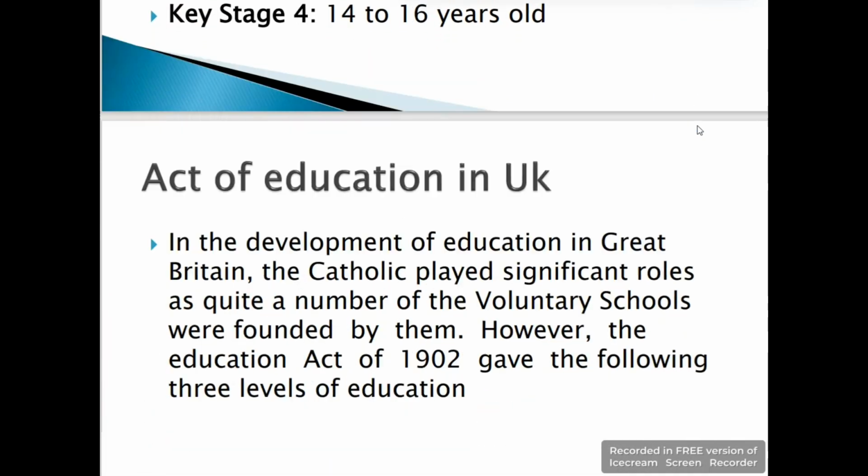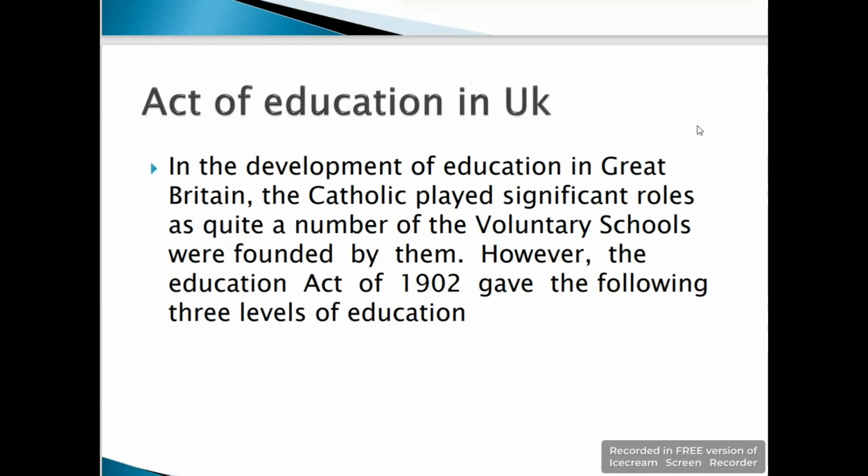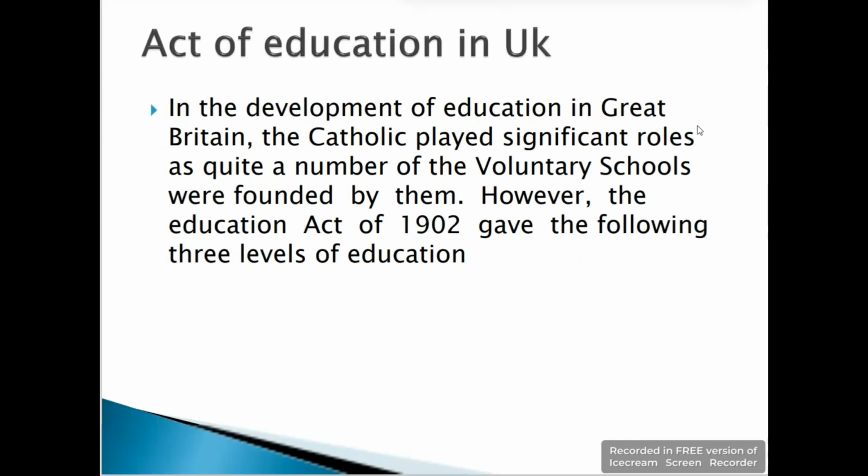The Act of education in the UK is about the development of education in Great Britain. The Catholics played significant roles, as quite a number of voluntary schools were founded by them. However, the Education Act of 1902 gave the following three levels of education.